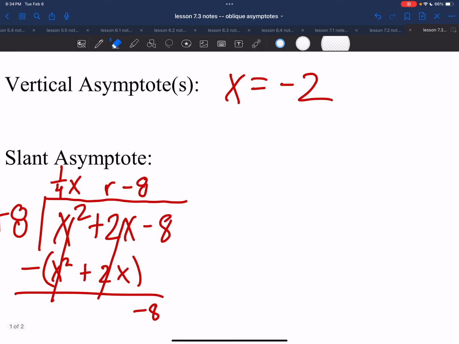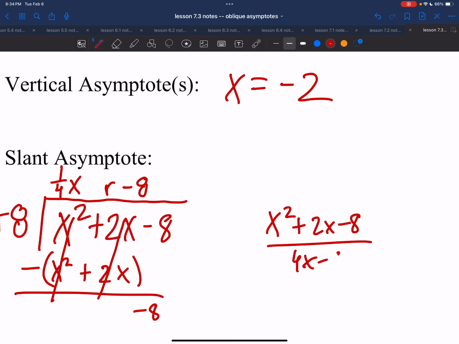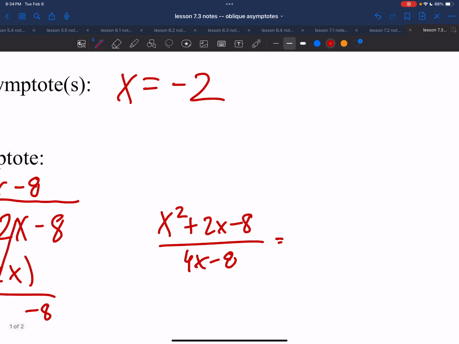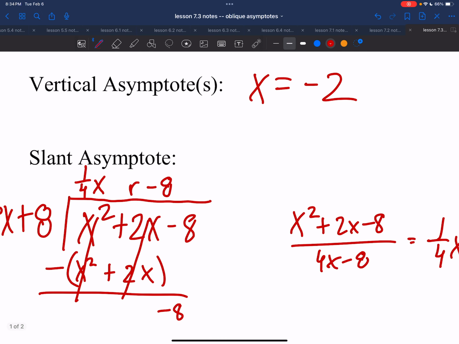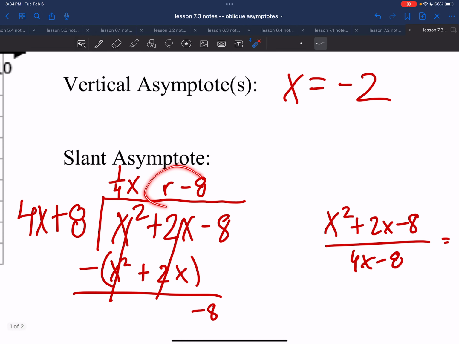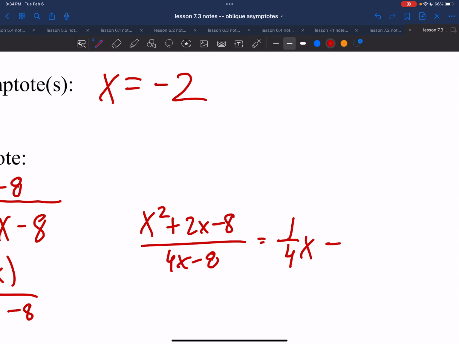I'm going to come over here, and I'm going to say x squared plus 2x minus 8 over 4x minus 8 is equal to 1/4 x. Now, what are you doing with that remainder, -8, right? Well, you've got -8 remaining, and it has yet to be evenly divided by 4x minus 8. So we put that minus 8 over the divisor, 4x minus 8, like so, okay?